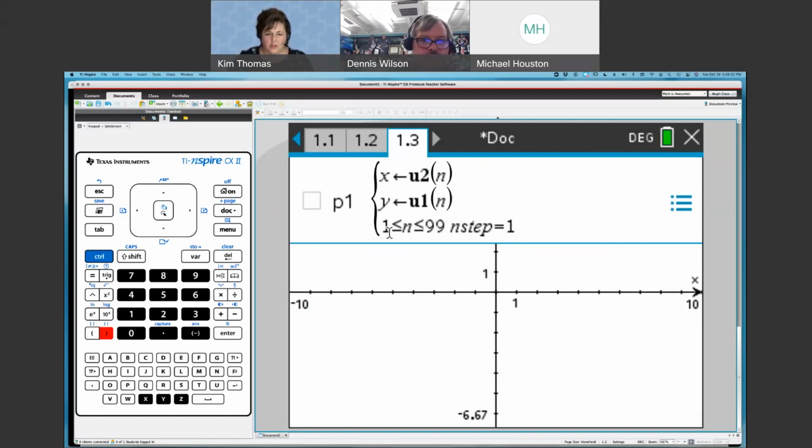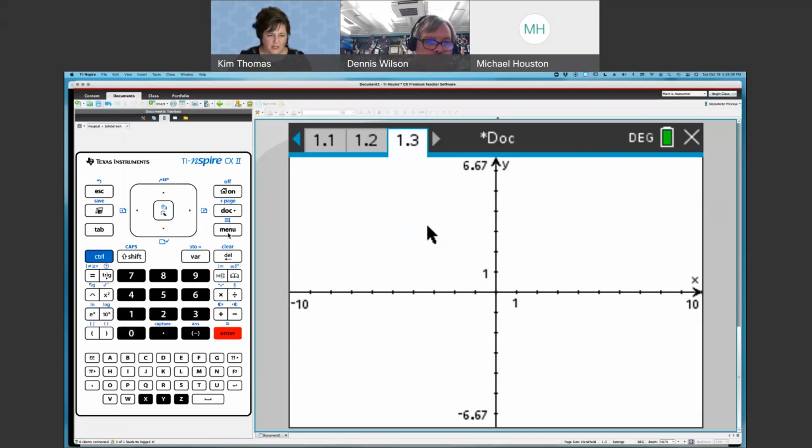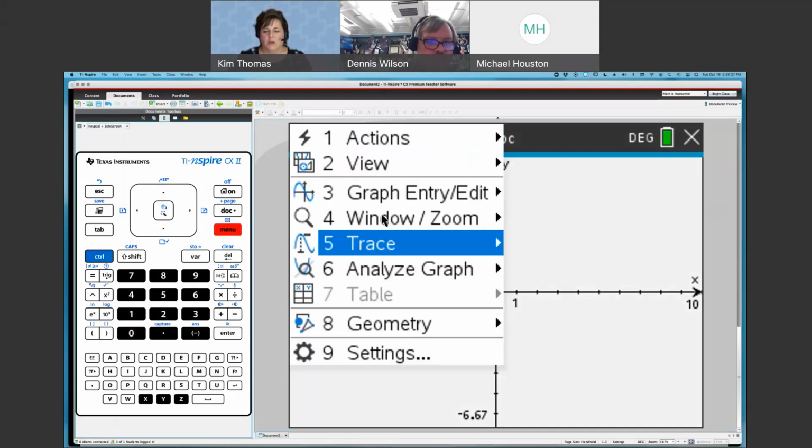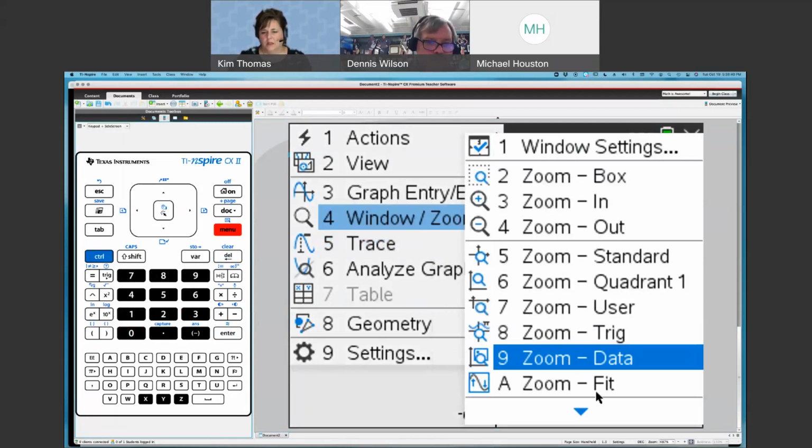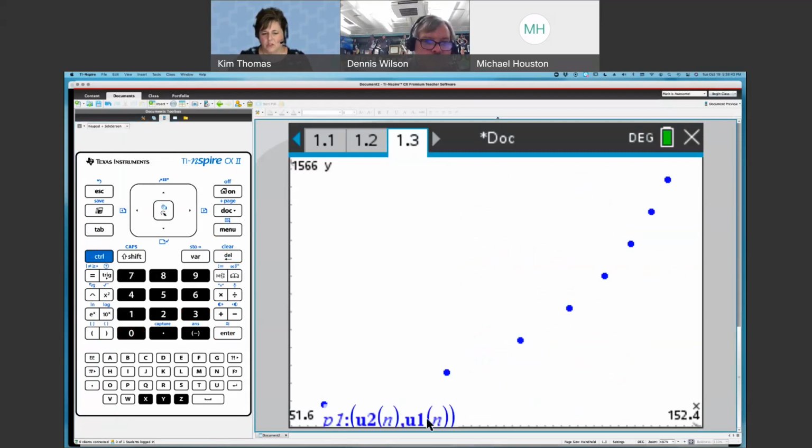And I'm going to make sure that I do this correctly. So my polygons start with 3 sides. I'm only going to look at 10 of them. And wow, it's missing again because I didn't deal with my window zoom. So I'm going to do that and zoom fit. And now we have this relationship going on here.